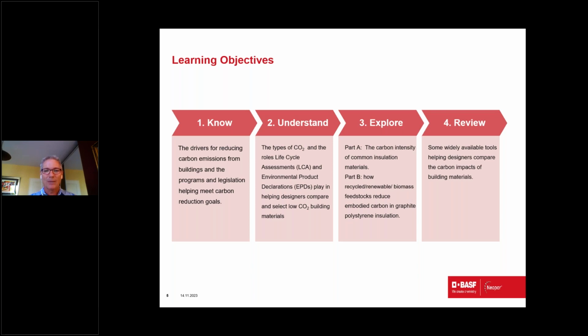Thirdly, we're going to explore a little bit about carbon intensity, and we'll compare and contrast different insulation types and how you might explore one or the other. And then part B, this is like a double one, you get extra credit. We'll talk about how raw material inputs, so whether you're using recycled material or renewable material or biomass feedstocks, how that can actually help lower embodied energy. And then lastly, we'll talk about some tools that are out there to try and make all this stuff a little more straightforward and easier for you. So I think it should be a great class, and I'm really looking forward to hearing your feedback.